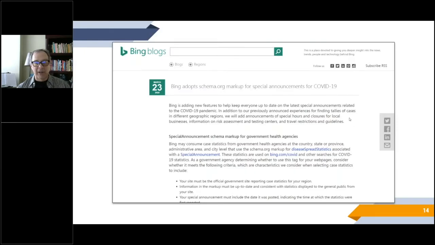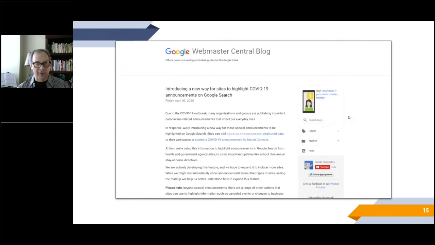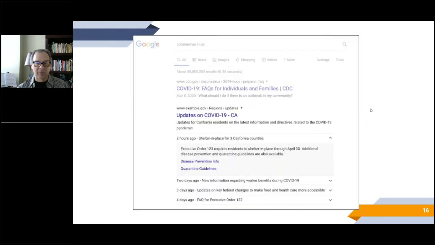As I said, Bing jumped right on board, so did Google. So they were very much encouraging webmasters to use this. Subsequently, Google published this developers page on how to use the markup and gave an example of what it might look like. Since then, we're starting to see some examples in the wild.